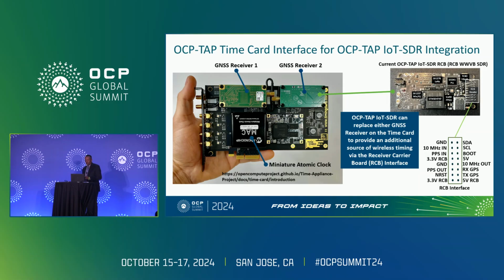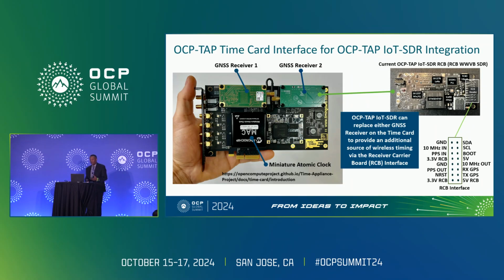So I wanted to do a quick overview, at least, of what we were able to see in terms of the design and why we chose the RCB header design. We could have chosen other ones. I wanted to use the flexibility of the time card. The time card is very interesting, right? There's a time card instantiation that has 2 GNSS receivers.